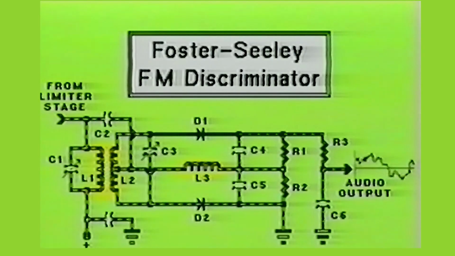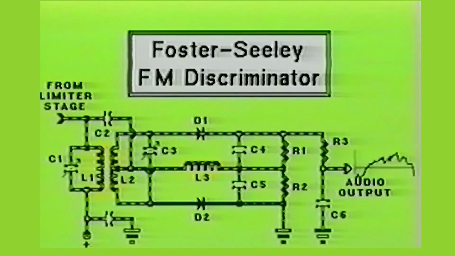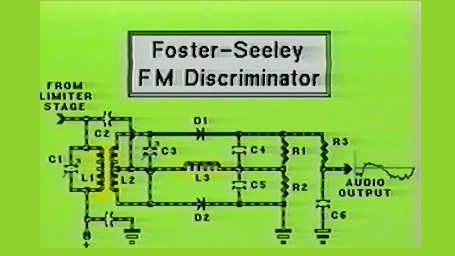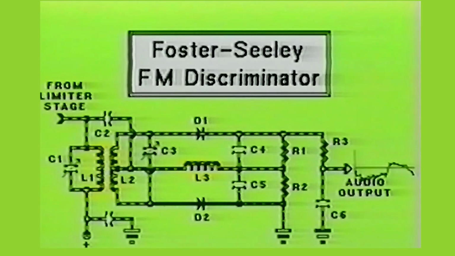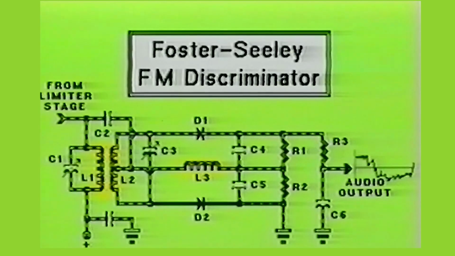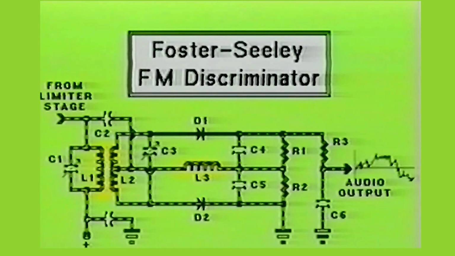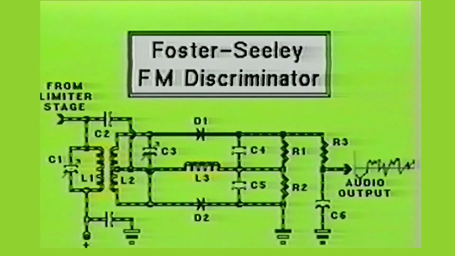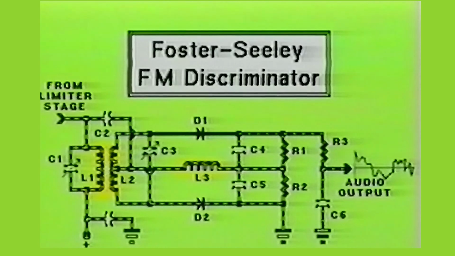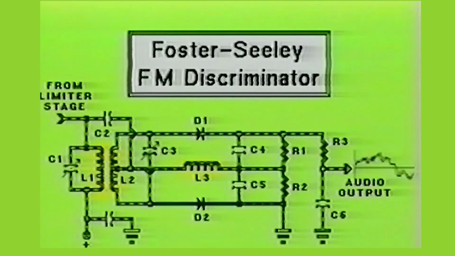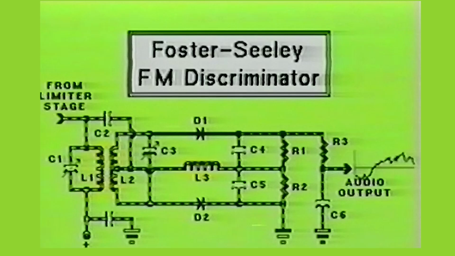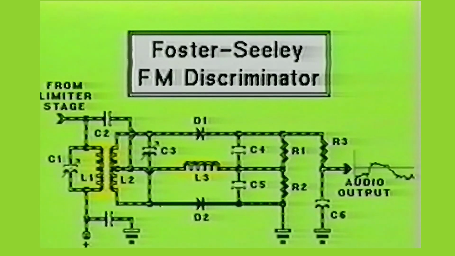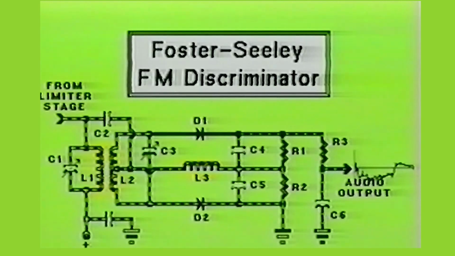As you can see, when the FM signal deviates above or below the resonant frequency, a positive or negative voltage will be developed at the output of the Foster-Seeley discriminator circuit. Since the FM signal deviates at the audio rate, an audio signal will be reproduced at the output of this circuit. The amplitude and frequency of the audio signal will depend on the deviation of the broadcasted FM signal. Next, we will examine the most popular FM detector used in today's modern FM receivers.